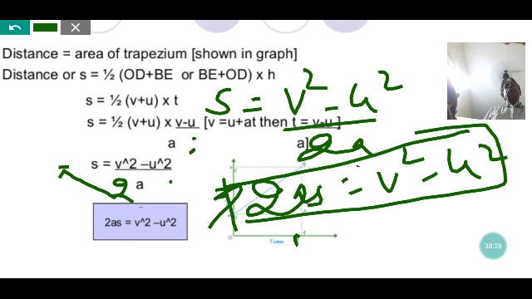So the velocity time graph is a very useful, very powerful tool for finding the slope, the acceleration, and the third equation of motion calculated by the velocity time graph. So that is the importance of the velocity time graph and the graphical method for the third equation of motion that we have discussed.